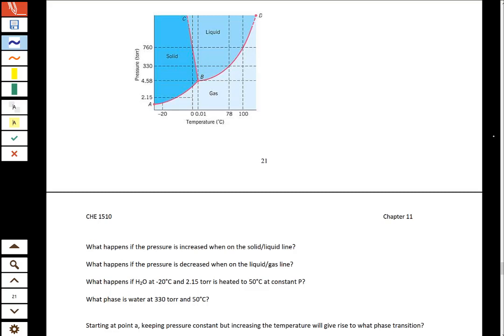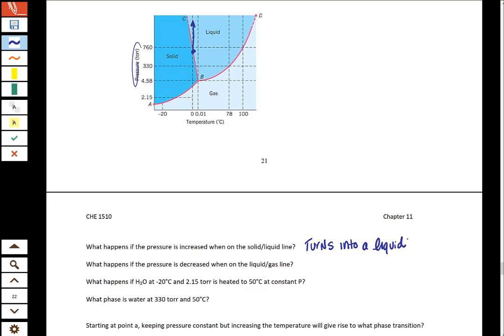So the first one, what happens if the pressure is increased while on the solid liquid line? All right, so just pick a point on the solid liquid line. Let's pick here. And we're increasing the pressure. So the pressure is on the y-axis. So we are keeping the temperature the same. We're increasing the pressure. And we see that we move from a solid to a liquid. So we see that this turns into a liquid.